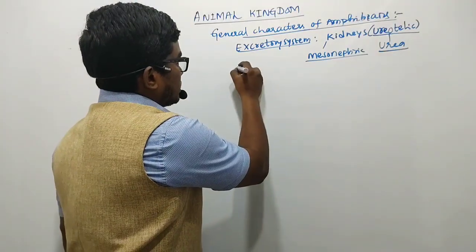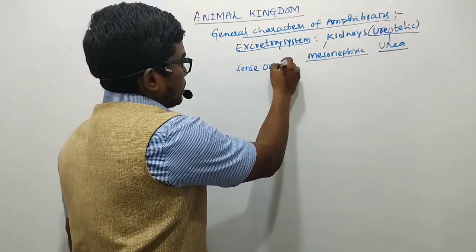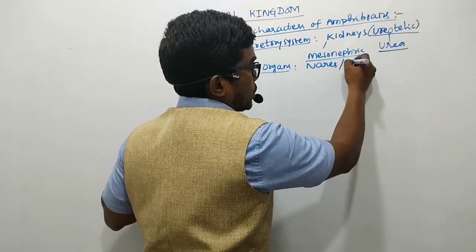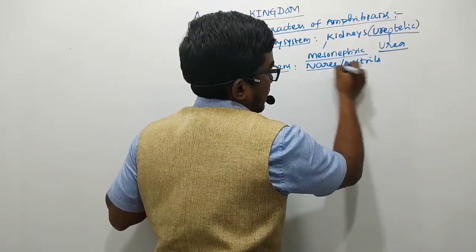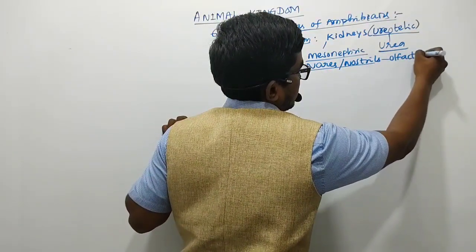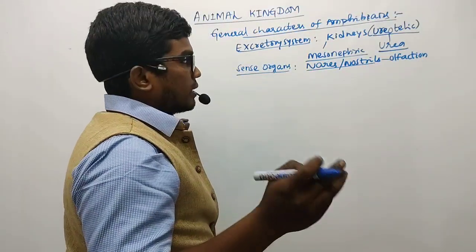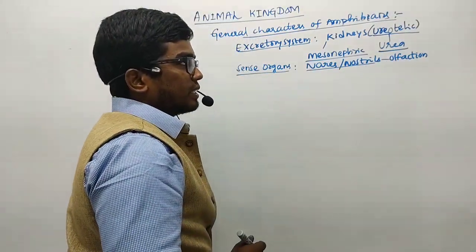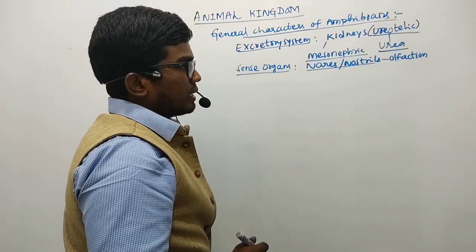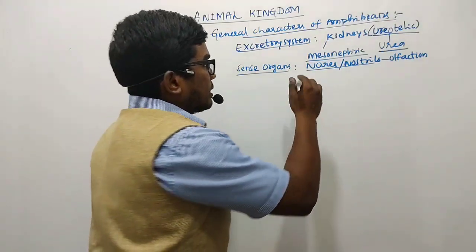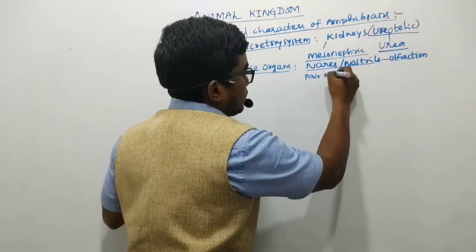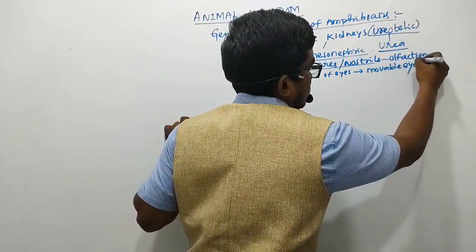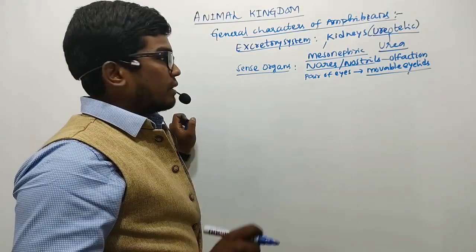Coming to the sense organs. I have already spoken about the pair of nares or nostrils. These help in olfaction, that is, the process of smell. For the detection of odors, it is important. Other than this, they have a pair of eyes. These eyes are provided with movable eyelids. So this is also an important sensory organ which we can find here.